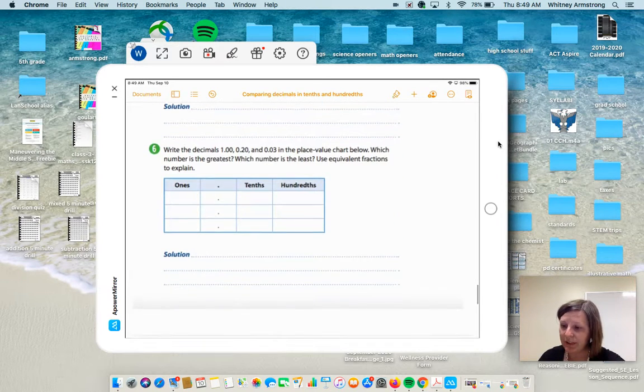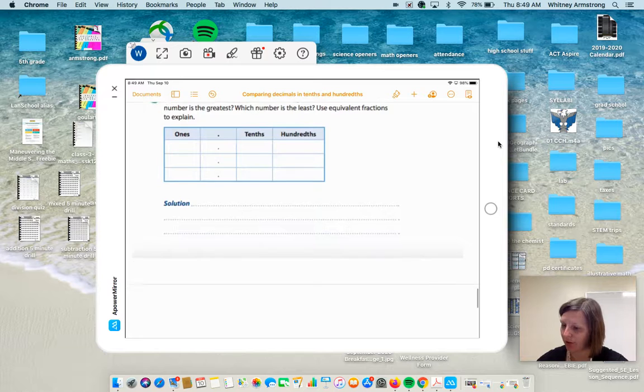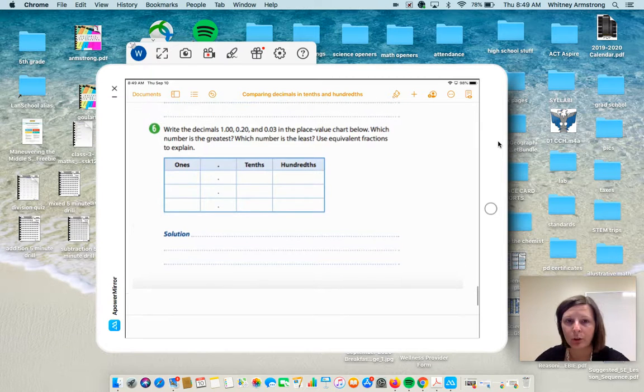Number 6, you're doing the same thing, except you have 3 decimals this time, and it wants to know a couple things. First, it wants to know which one is the greatest of all 3, and then it wants to know which one is the least, and you have to do equivalent fractions. So there's several things on that one that you have to do in order to get full credit.